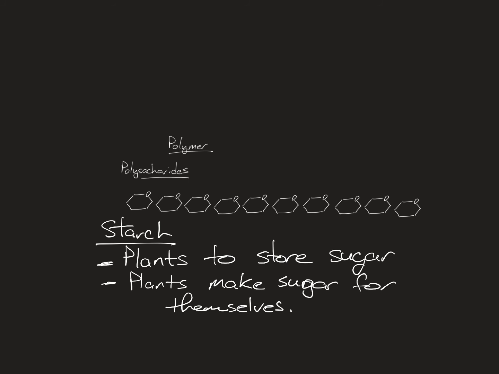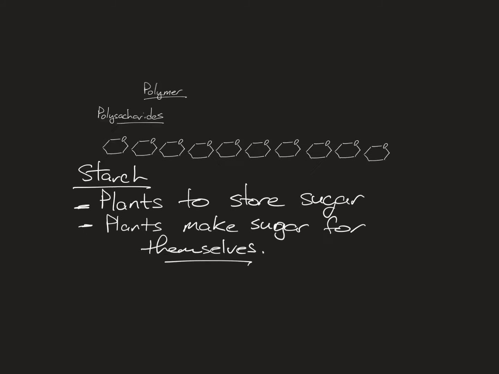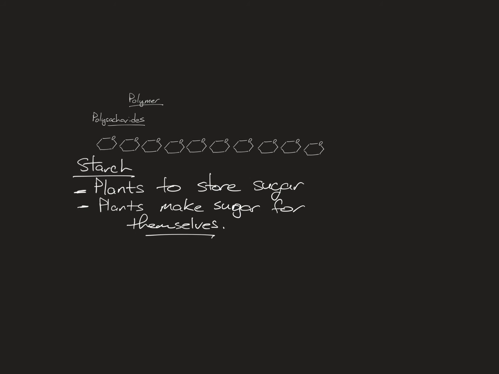We steal the sugar. So when we eat fruits and we eat potatoes, we're stealing the sugar that the plants made for themselves. This is their food. They made their own food. That's an important point. So now this is for storage, energy storage, right?